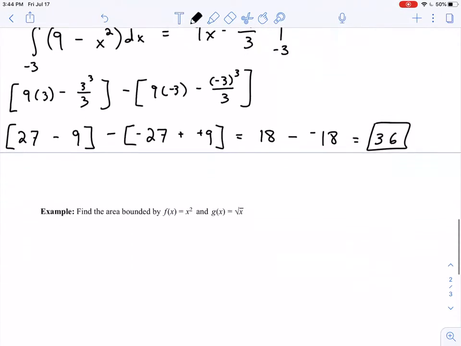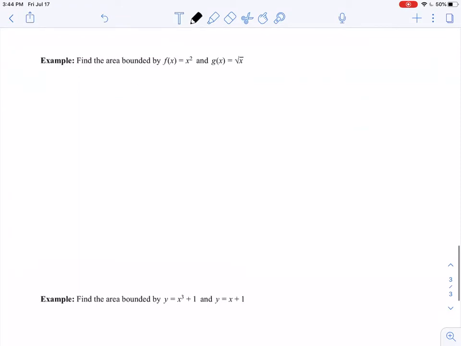Let's look at another similar one here. This time I want the area bounded by f of x equals x squared and g of x equals square root of x. This one's pretty tricky to graph. You would probably need a graphing calculator for this, or I think Desmos would be a really helpful tool for you to use. I'm going to go ahead and sketch this in.